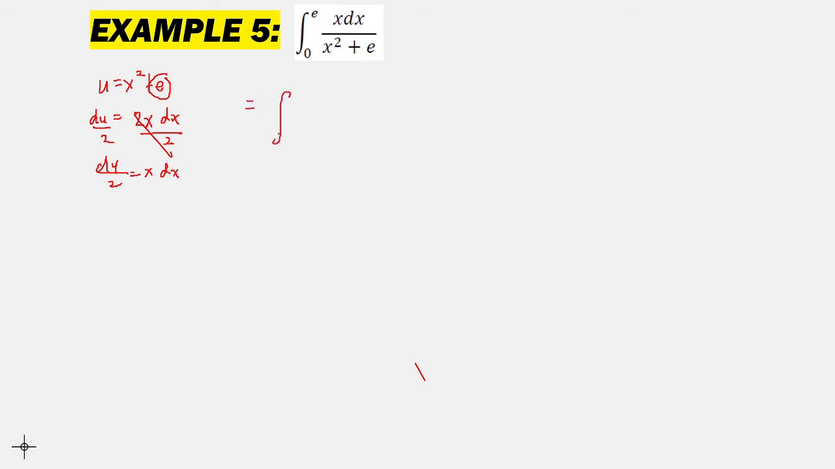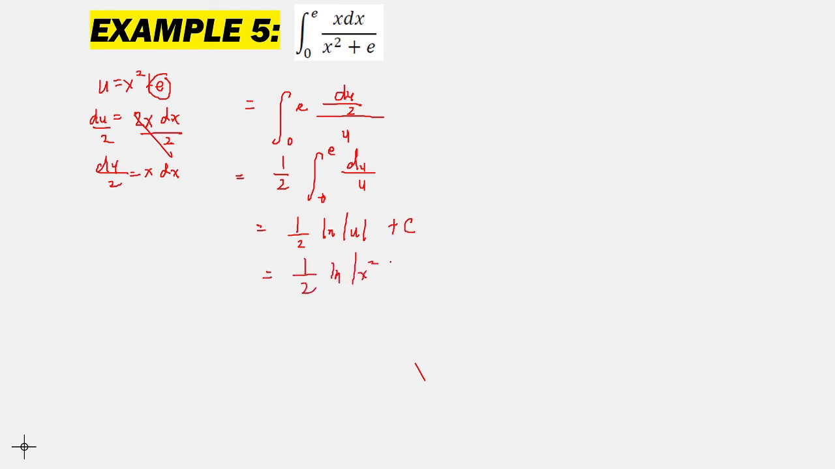To rewrite this equation, that is x dx, that's du over 2 all over x squared plus e, which is u. So therefore, that is 1/2 du over u from 0 to e. So therefore, that's 1/2 ln of u plus c, 1/2 ln of x squared plus e plus c from 0 to e. Okay, again, upon substituting, let's disregard plus c. So that's 1/2 ln of e squared plus e. Tama ba?